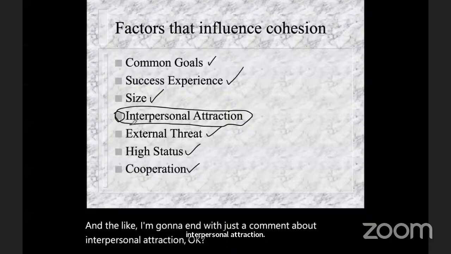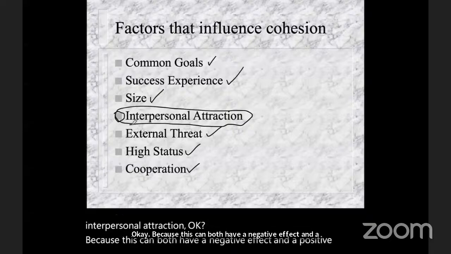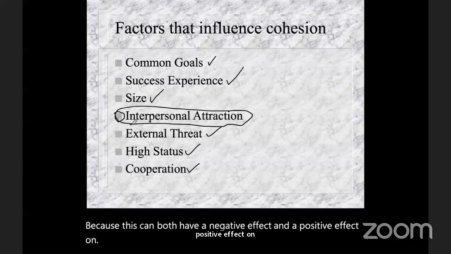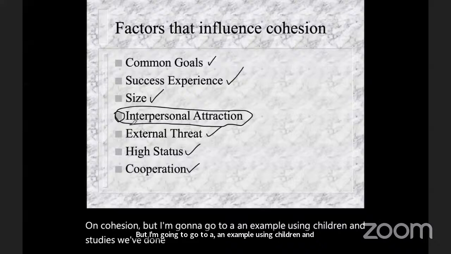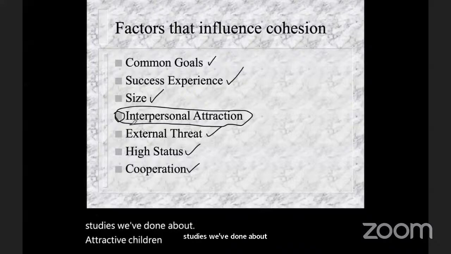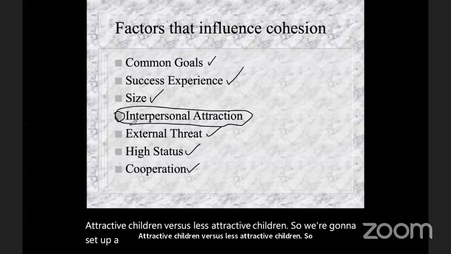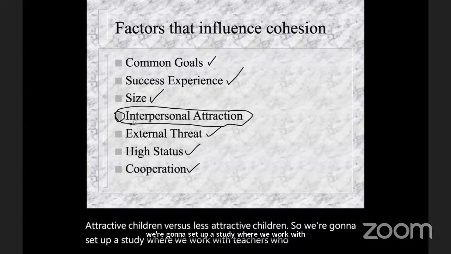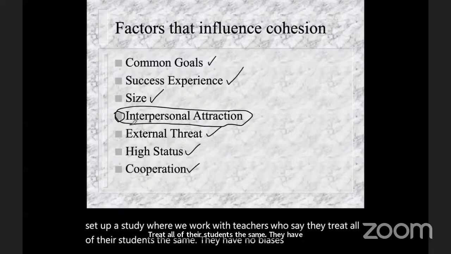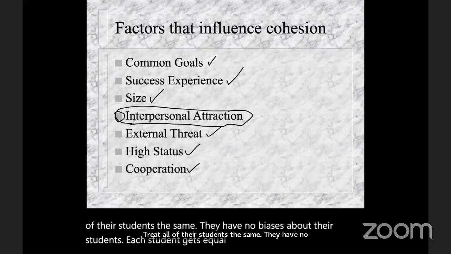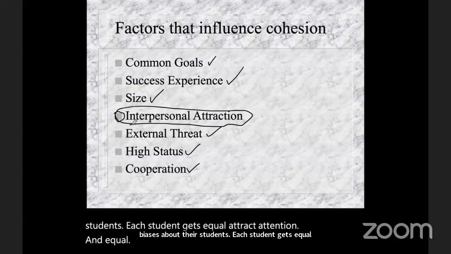Because this can have both a negative effect and a positive effect on cohesion. But I'm going to go to an example using children and studies we've done about attractive children versus less attractive children. So we're going to set up a study where we work with teachers who say they treat all of their students the same. They have no biases about their students. Each student gets equal attention and equal feedback. Okay. So what do we do as psychologists?